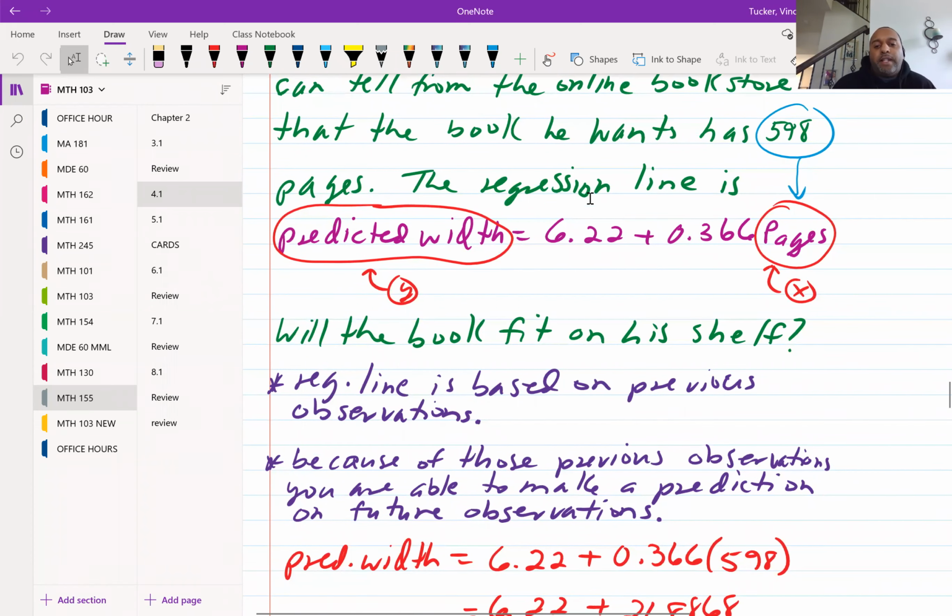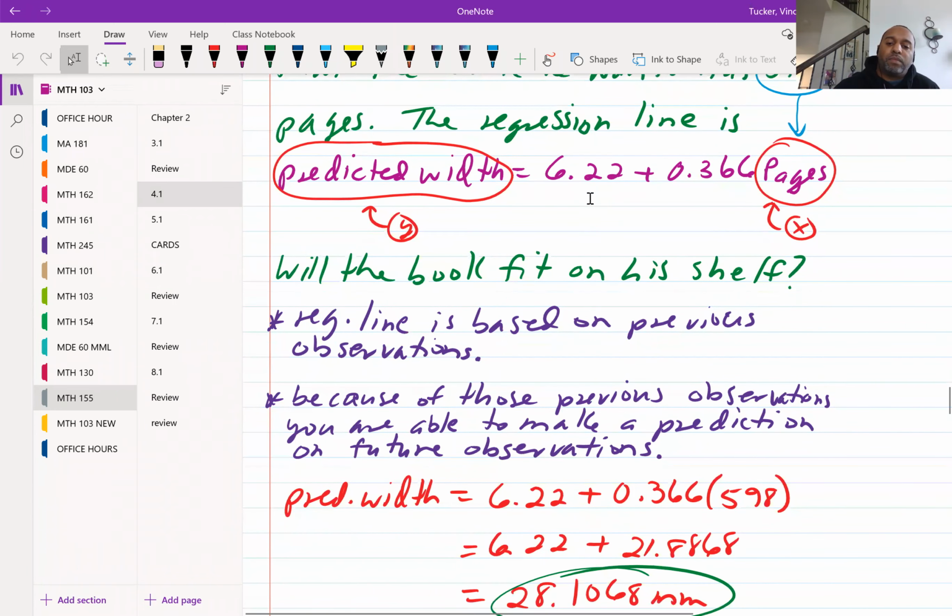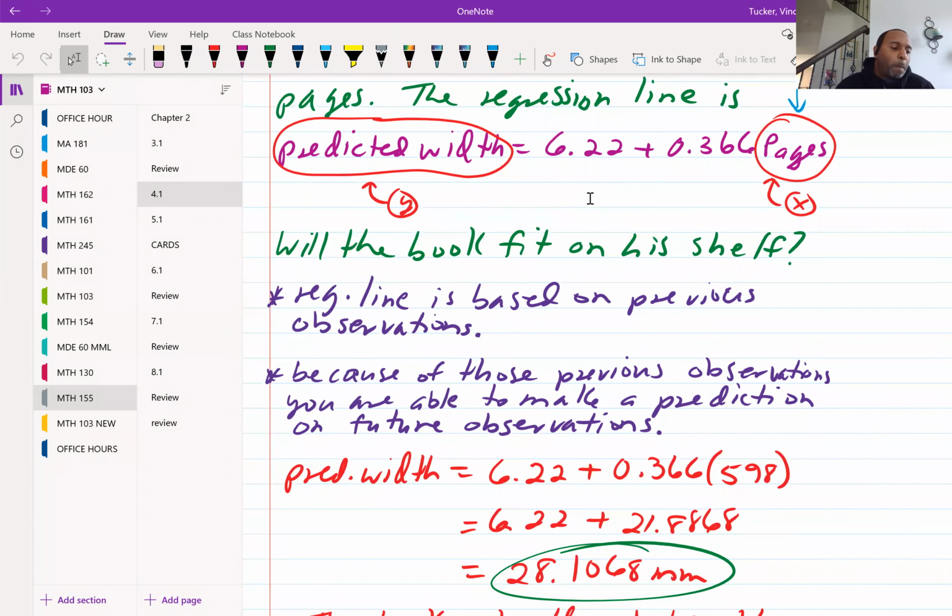So we're going to take that 598 and plug it into the equation for pages. That's 6.22 plus 0.366 times 598. Following order of operations, do the multiplication first, then addition. That gives us 28.1068 millimeters. And of course, pay attention to MATLAB and how many decimal places they want. If they only want the answer to the 10th place, 100th, and so on, make sure you're careful with that.